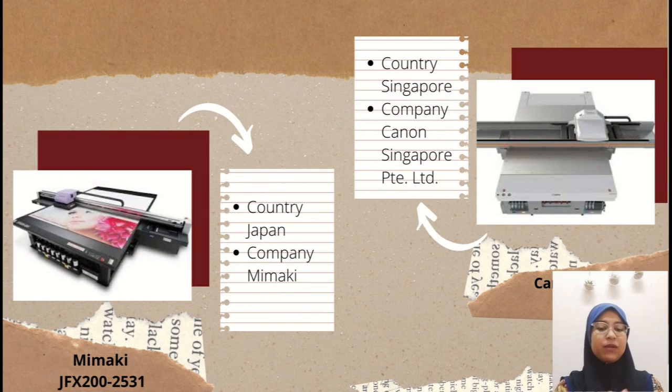The third is the Mimaki JFX200-2531. The country of origin of this machine is Japan, and the company that manufactures this machine is Mimaki. The last is the Canon Arizona 6170 XTS. The country that manufactures this machine is also Singapore, and the company responsible for manufacturing this machine is Canon Singapore Pte Ltd.